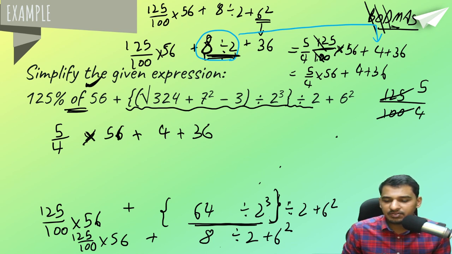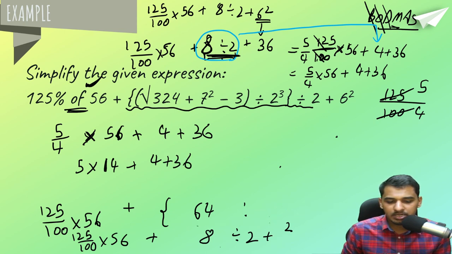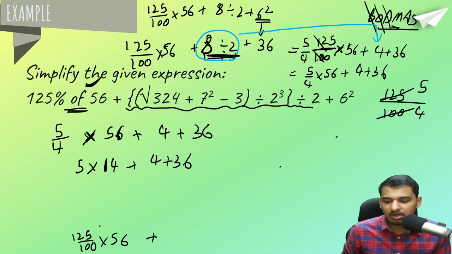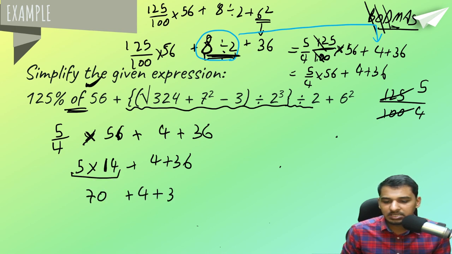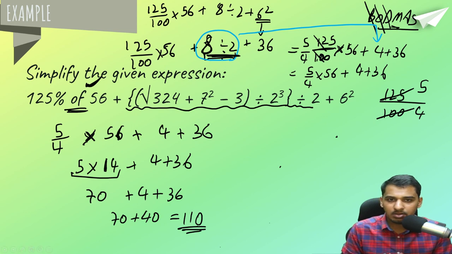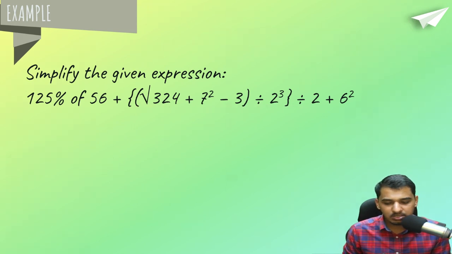Now 5 by 4 into 56. When you do this, 5 by 4 into 56, this comes out as 14. This is 5 into 14 plus 4 plus 36. Let me rub all this here again so that it does not create any confusion. I hope you are understanding all this, how to perform BODMAS operations, which operations will be performed first. So 5 into 14 is 70, multiplication. Now there are only additions left. So this is 70 plus 40, which is 110. So you will get 110. This is the answer.